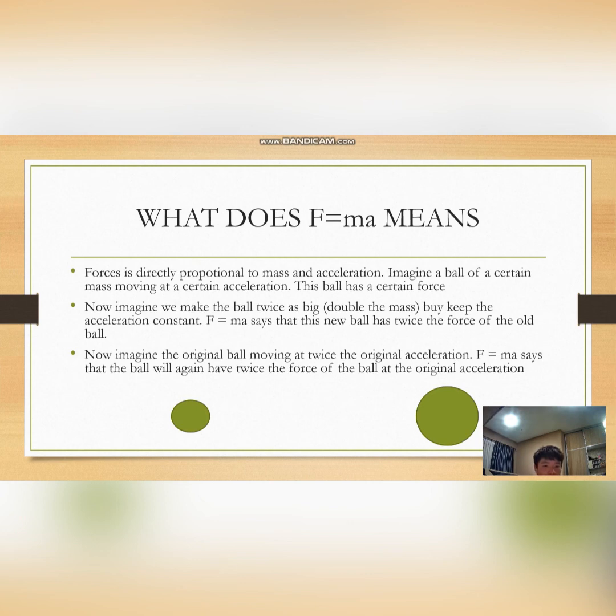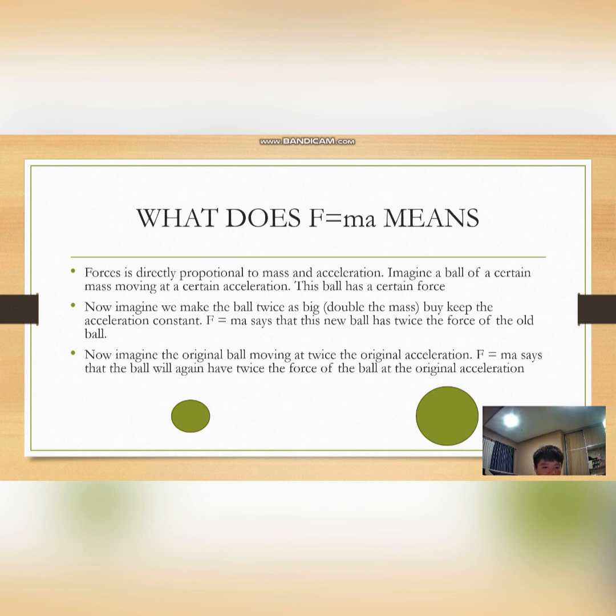Force is directly proportional to mass and acceleration. Imagine a ball of a certain mass moving at a certain acceleration. This ball has a certain force. Now, imagine we make the ball twice as big, double the mass, while keeping the acceleration constant. F equals mass times acceleration says that this new ball has twice the force of the old ball.